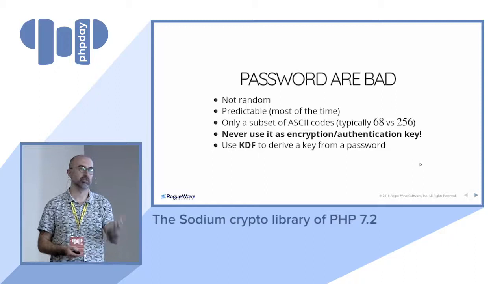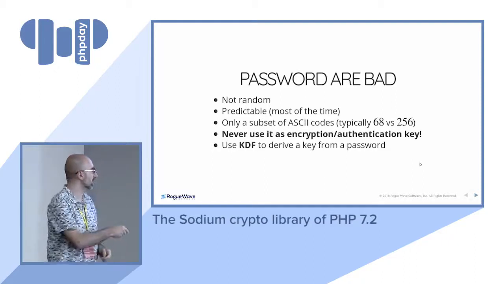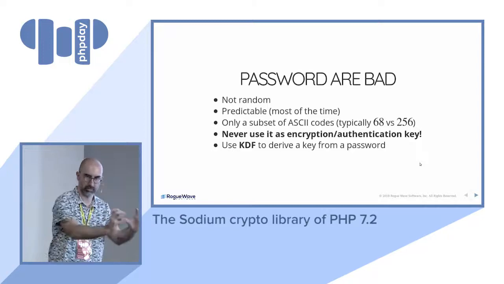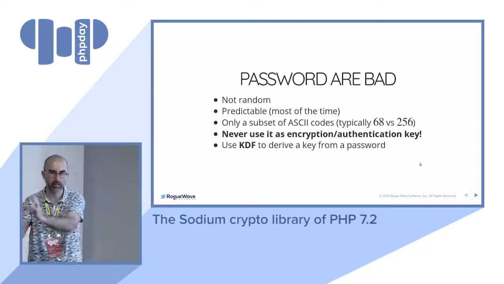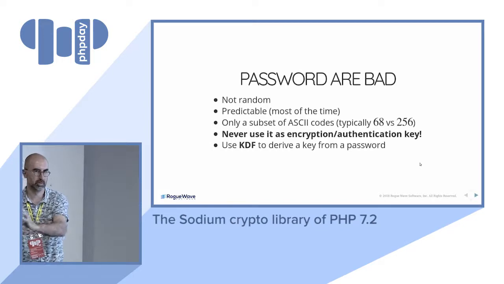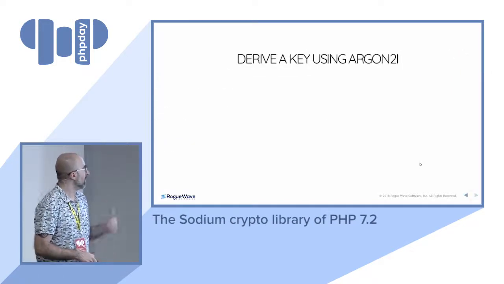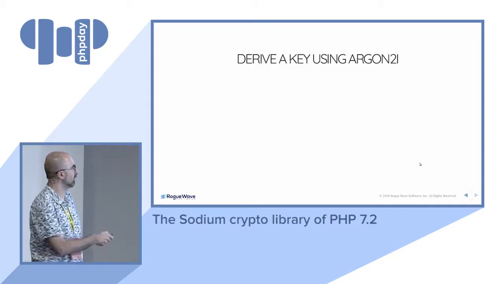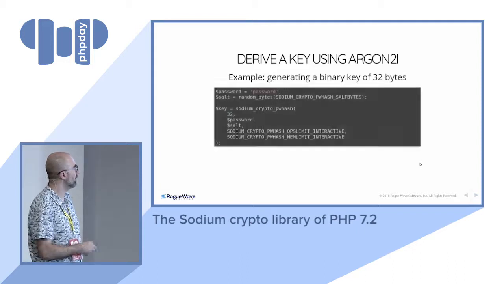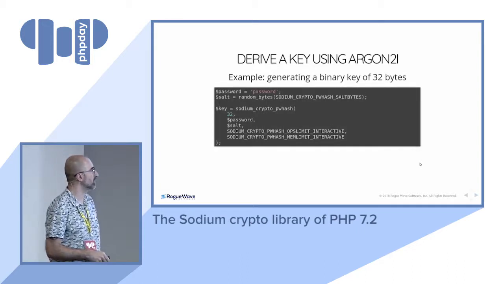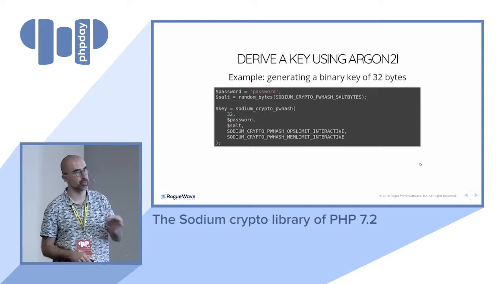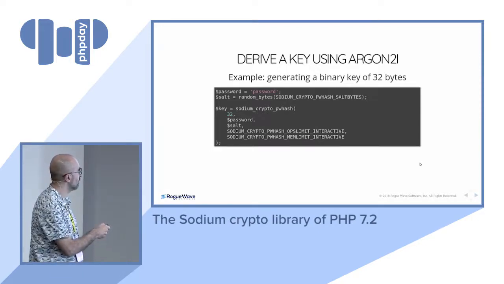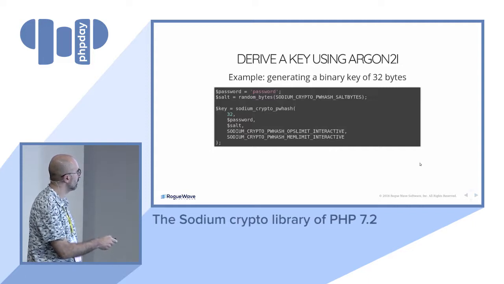But you can use a class of algorithms, the key derivation function algorithms, that start from a user password and generate an encryption key. So that's the way to go. You can actually derive a key using this argon2 function. In this example, we are generating a 32 bytes key from a user password. So imagine this is the user password. You just provide a salt here, and you generate the key using the sodium crypto password hash function.